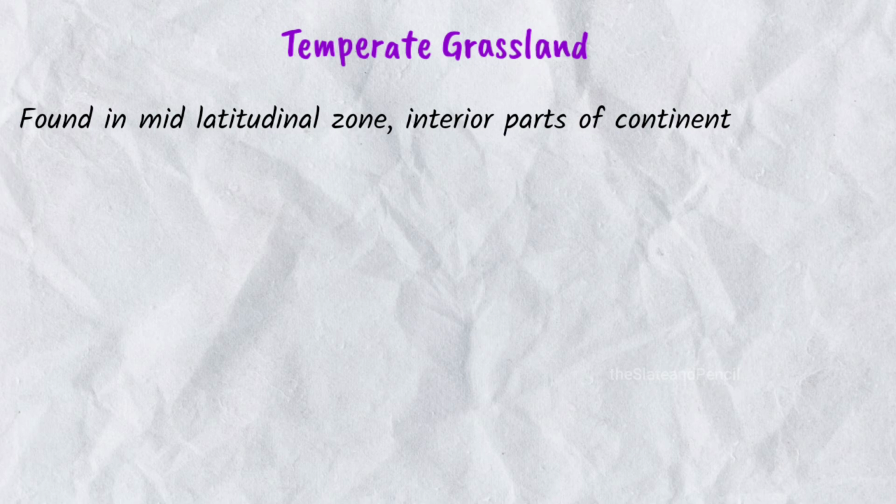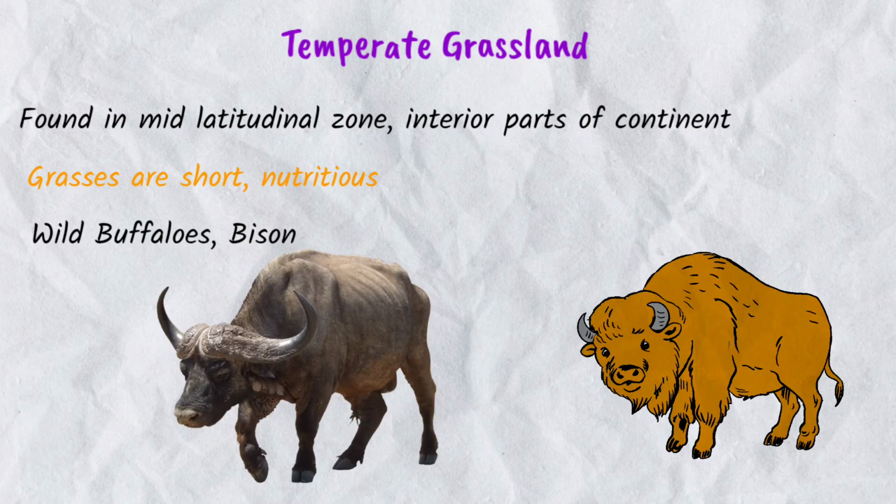Temperate grasslands. These are found in the mid-latitudinal zone and in the interior parts of the continent. Usually, grass here is short and nutritious. Wild buffaloes, bison, antelope are common in the temperate region.